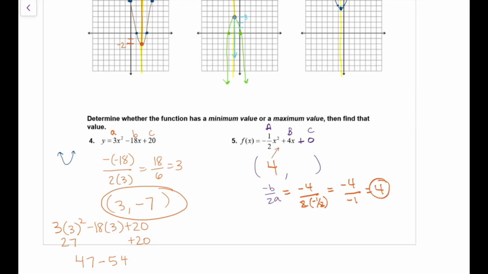To find the y value, I take the 4 and I plug it in everywhere there's an x in the equation. So I have a negative 1/2 times 4 squared is 16 plus 4 times 4 is 16. And when I simplify all of that, I get negative 8 plus 16, I get 8 that I put in for my y value. Now because that a is negative, it points upside down. So this point, that vertex, is going to be a maximum point.